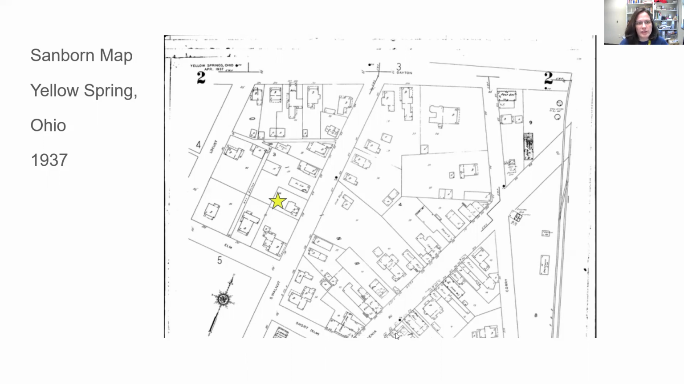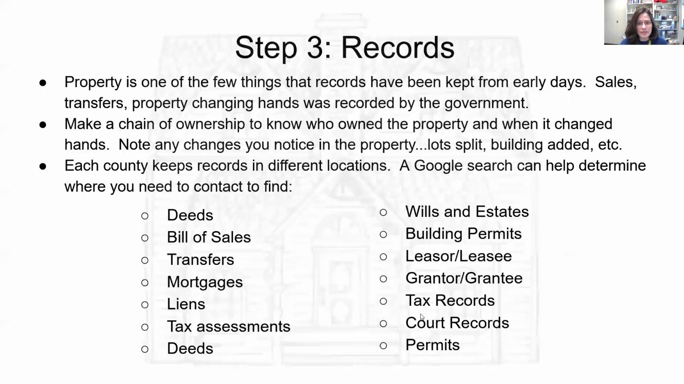Again, it's a good place to start. This one's from 1937. A lot of these go back 10 years, so you can see how the lots have changed just in a few decades. Again, start there. It's the beginning. You can always adjust from there.